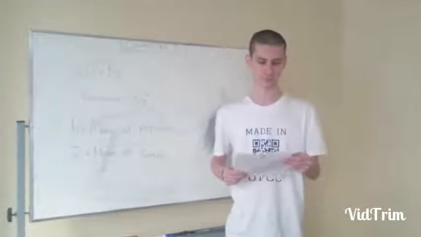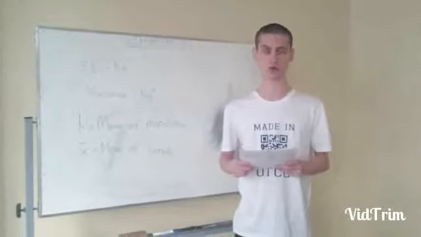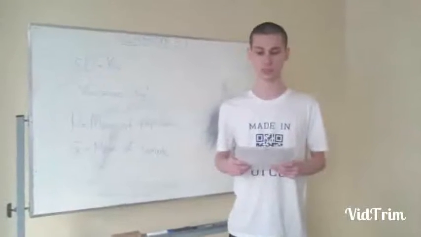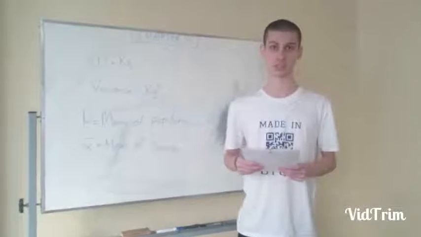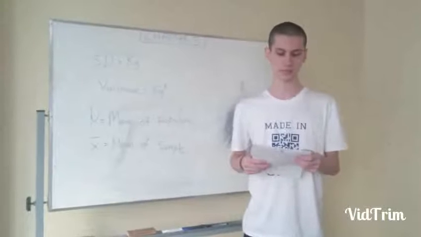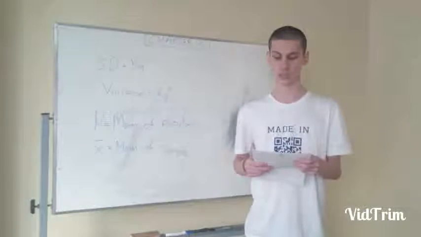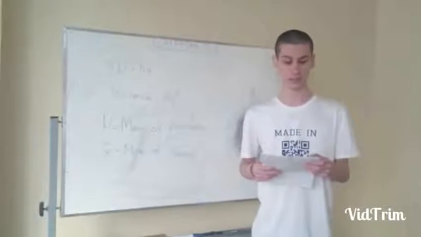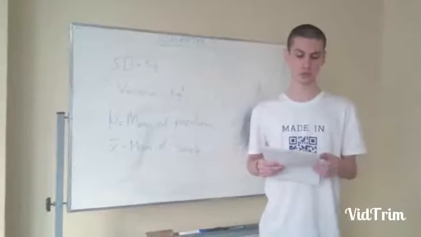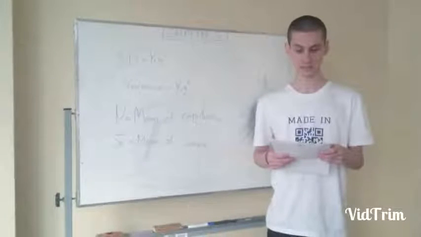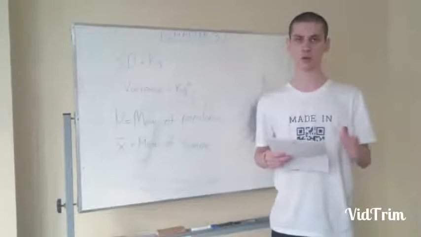Question number 1. Explain the difference between mean, mode, and median. Mean is the average of the numbers. To calculate, just add up all the numbers, then divide by how many numbers there are. Mode is the most frequent value, and median is the middle value of the ordered data.